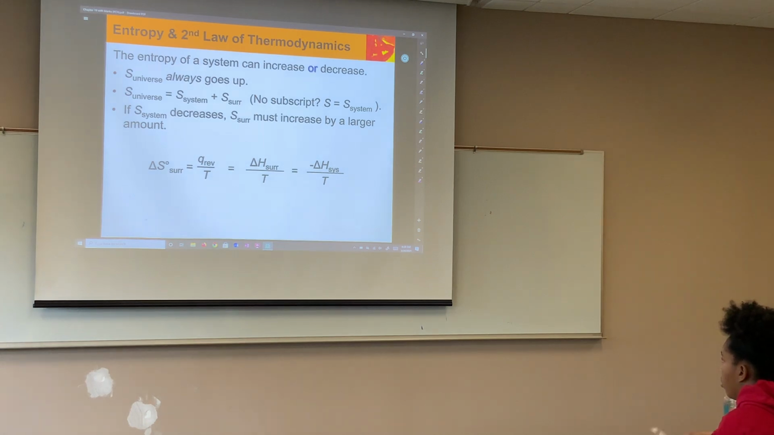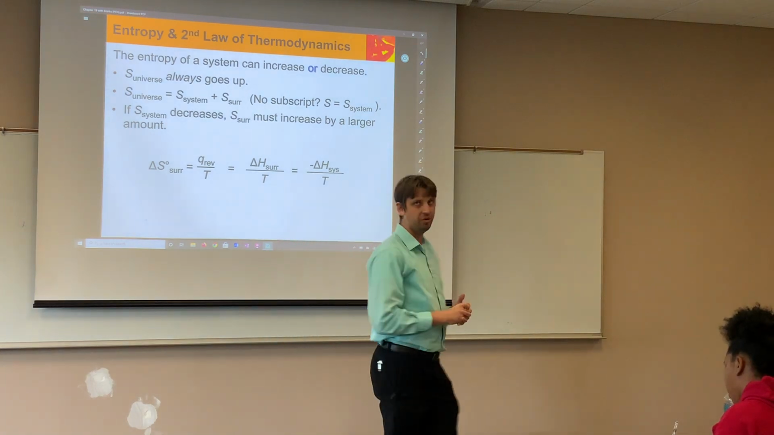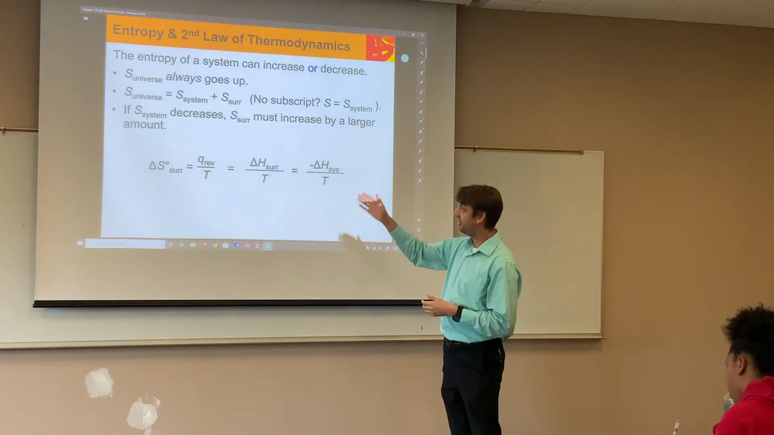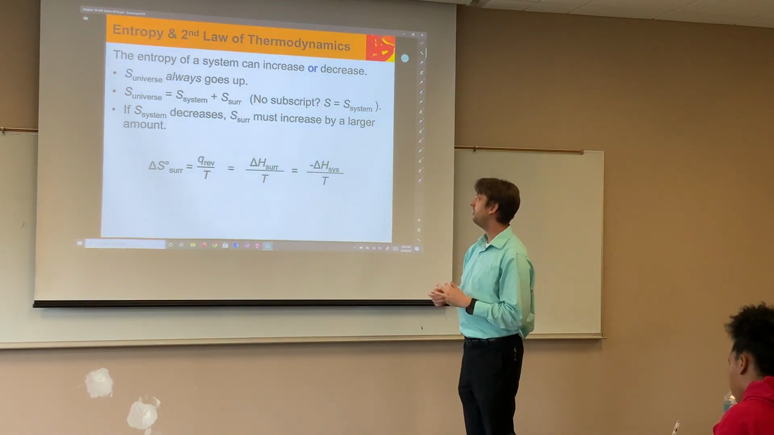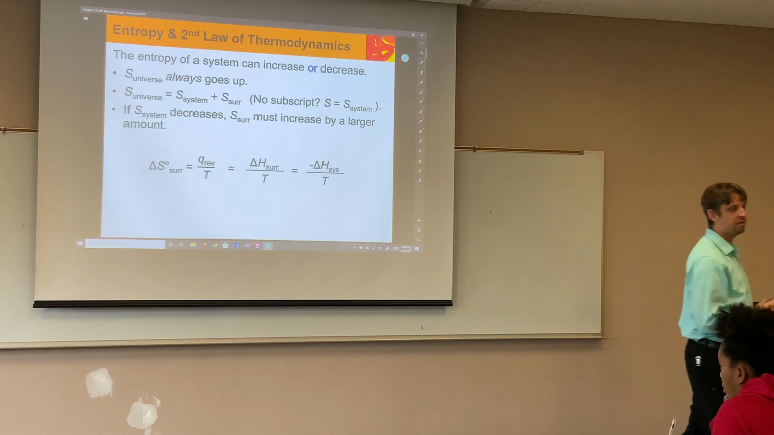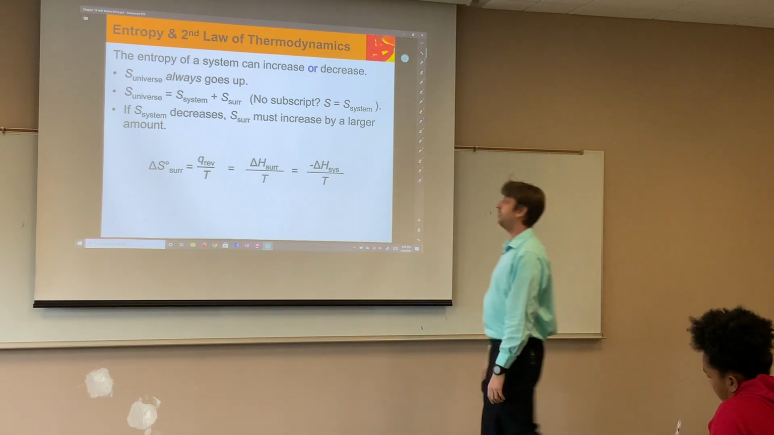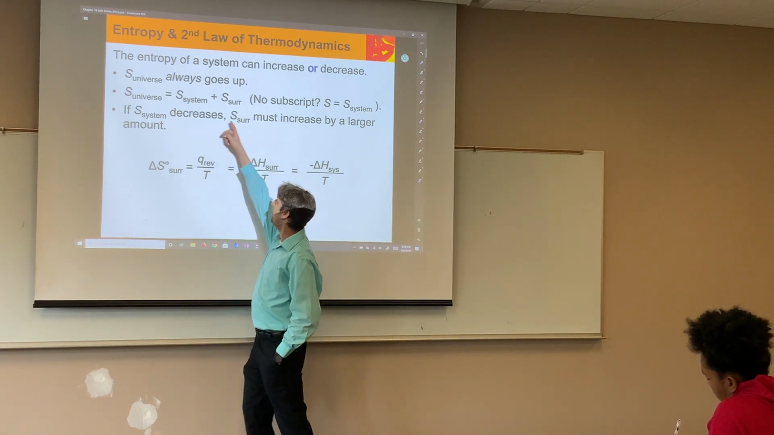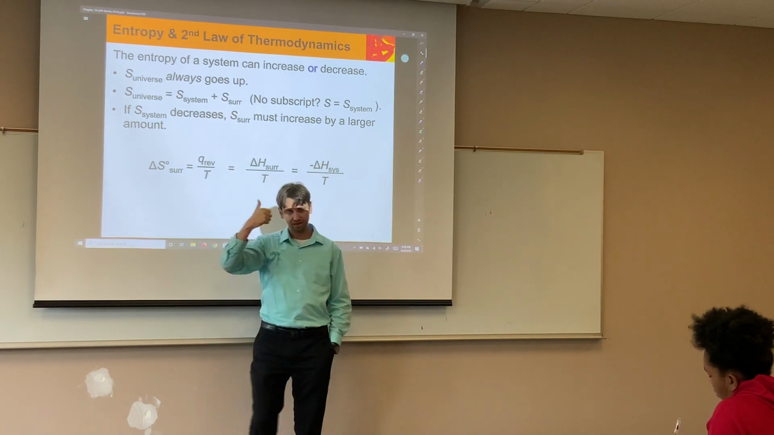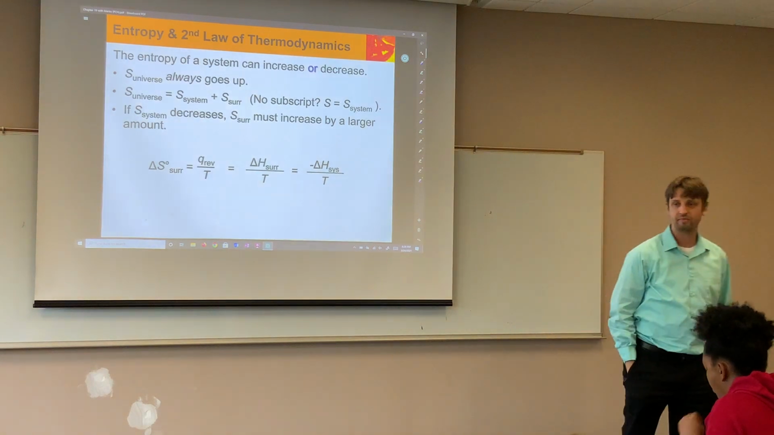The third bullet point basically says that if the two bullet points above it are true, that means that if S of the system decreases, the S of the surroundings must increase by a larger amount. Entropy for the universe must always go up, so if this decreases, then that has to be the opposite in sign, but a bigger value.